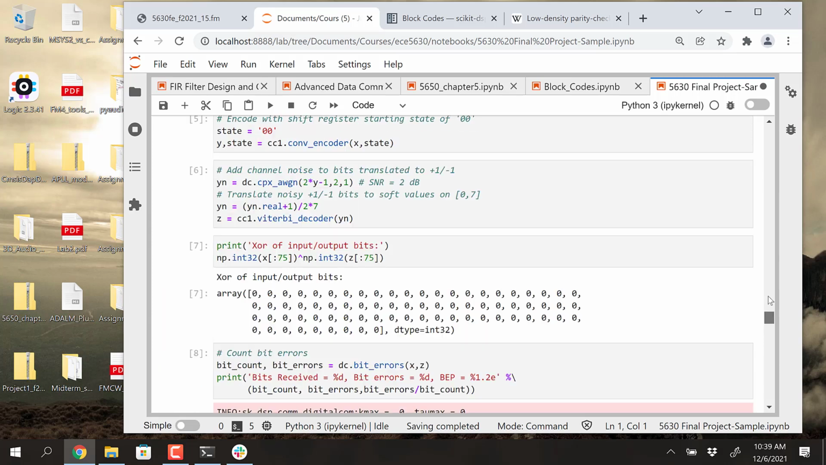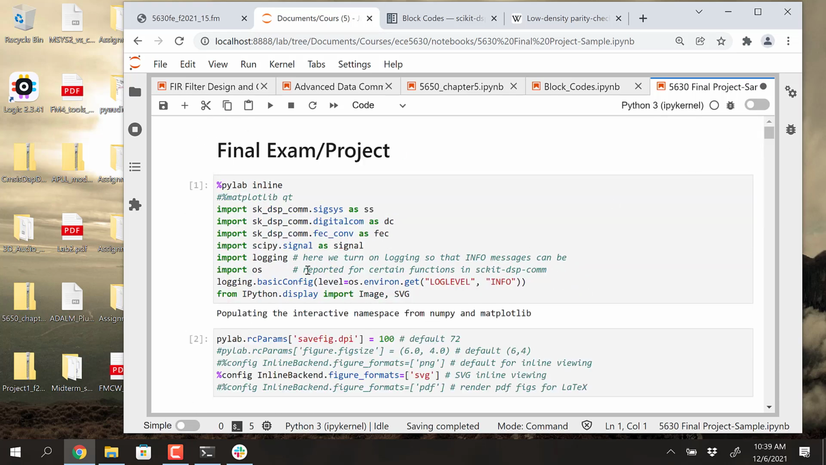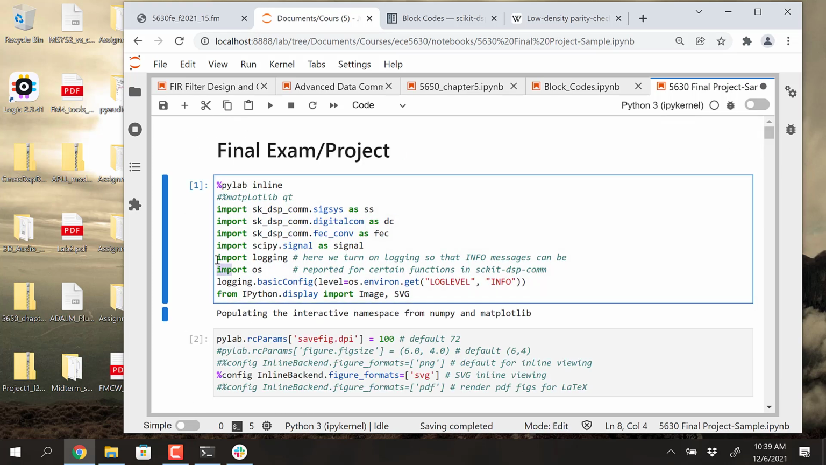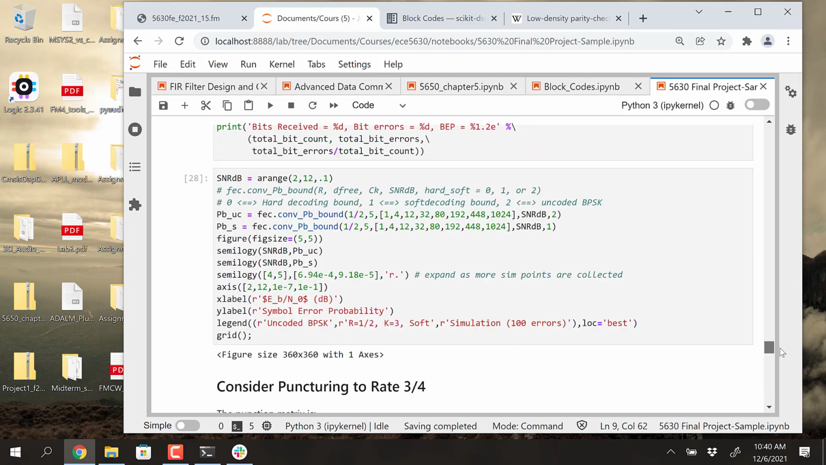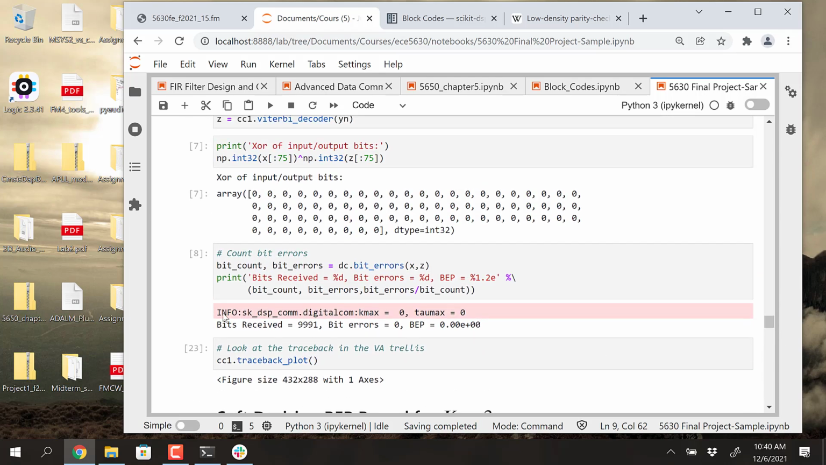Something I've done in this notebook that I've never shown you before, but I'm now doing this. My assistant added this capability into scikit-DSP using the logging module that's in the standard library of Python. So I've turned logging on so it will log outputs. These outputs used to come automatically, but when he implemented logging, they don't show up unless you turn logging on. So I've turned logging on.